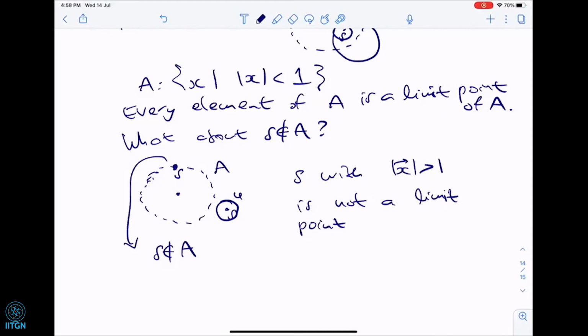And you probably guessed it. Even though it's not in A, yes, it is a limit point of A. Why? Because take any open set that includes S, however small. Now remove S. The rest of it, does it have an overlap with A? Yes, it does. There is no way to get an open set which includes S and doesn't overlap with A.